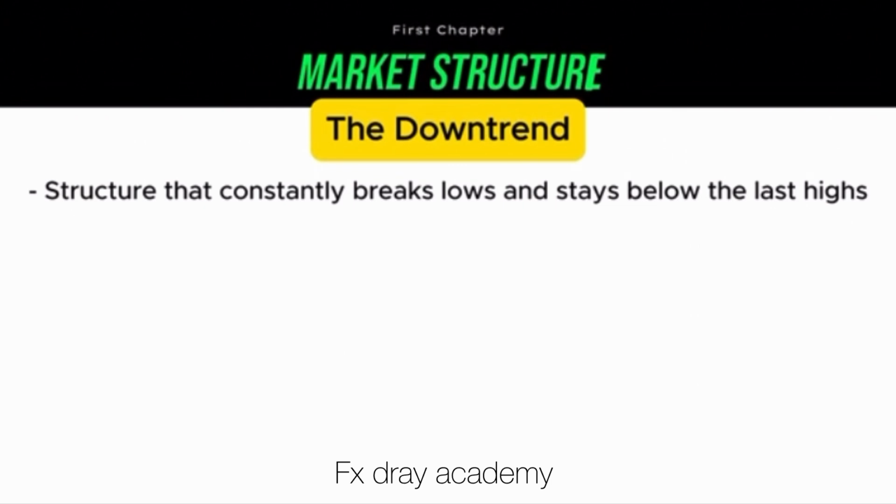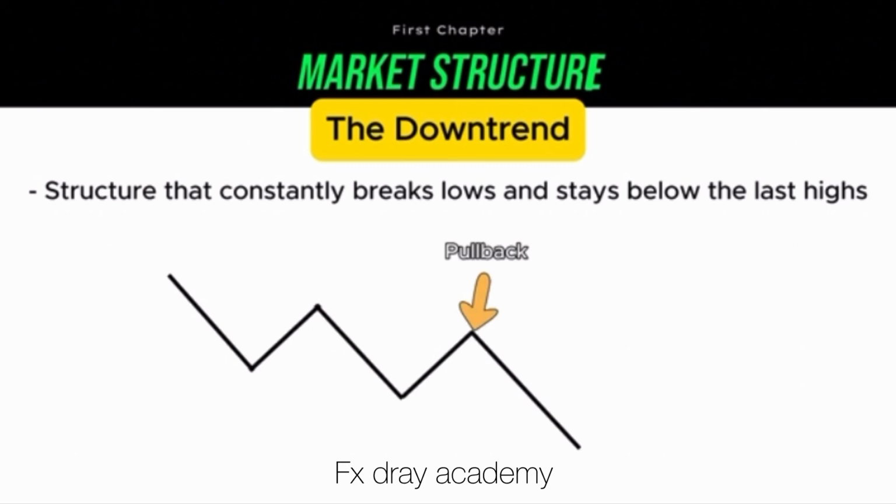So secondly, we'll be talking about the downtrend. The downtrend is when the lower low is always taken. So on a downtrend, the lower low must always be taken. I'll show you what a lower low looks like.